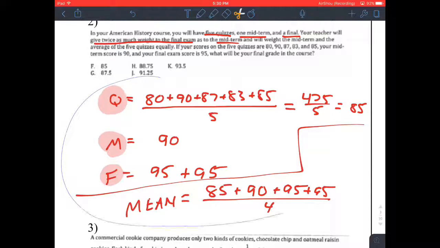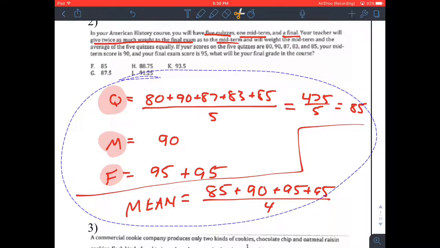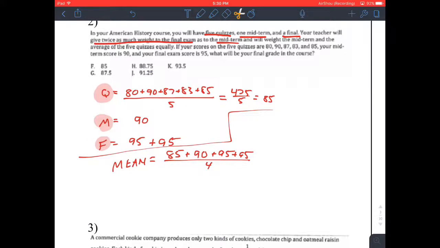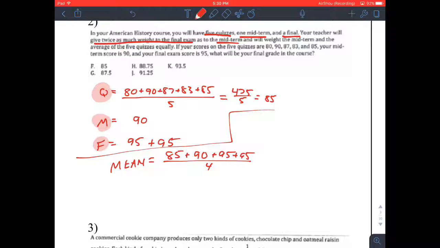Just make this a little bit smaller because I am running out of space. 85, 90, 95, and 90 is 365. If I divide that by 4, it's going to be 91.25, which is answer J.